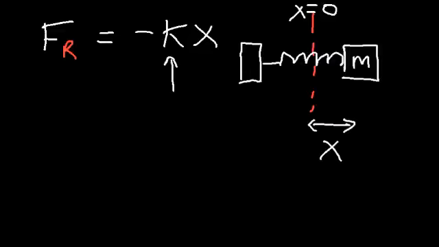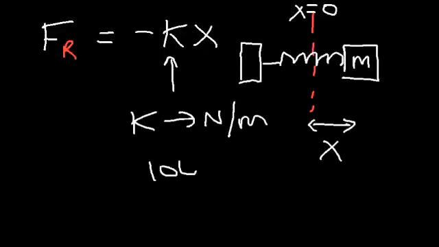k is known as the spring constant, and k has the units newtons per meter. So let's say if you have a spring constant of 100 newtons per meter, what that means is that it requires 100 newtons of force to either stretch or compress the spring by 1 meter from its equilibrium position. So if you wish to stretch it by 2 meters, it requires 200 newtons of force.